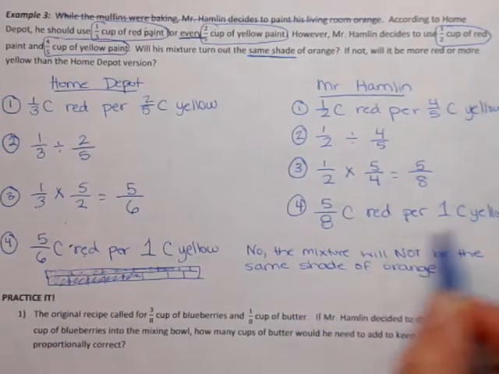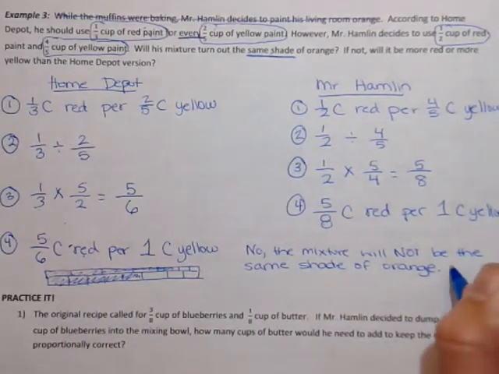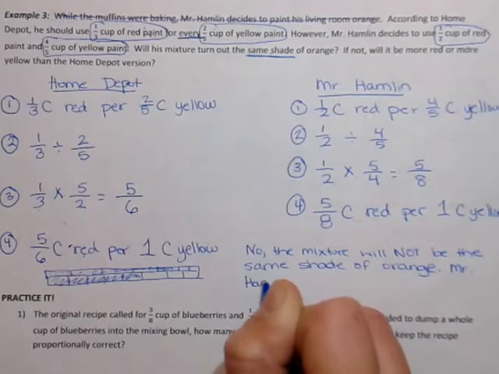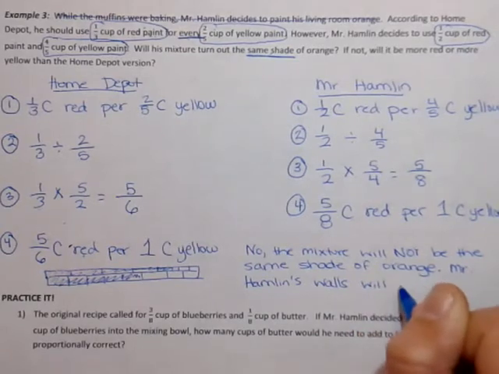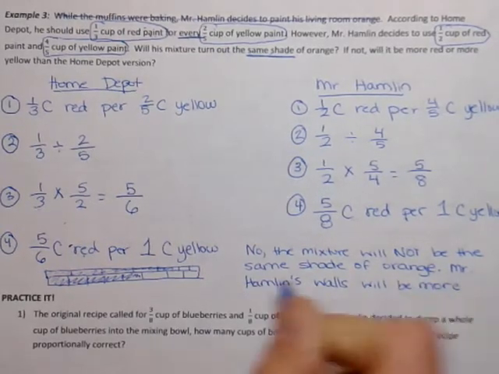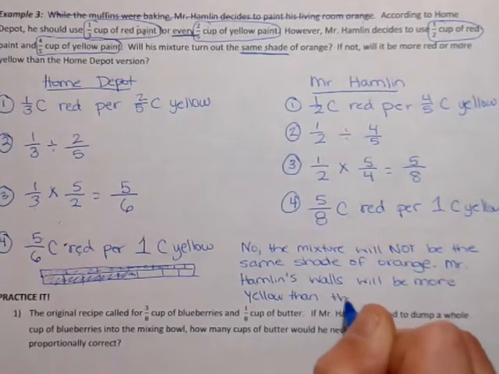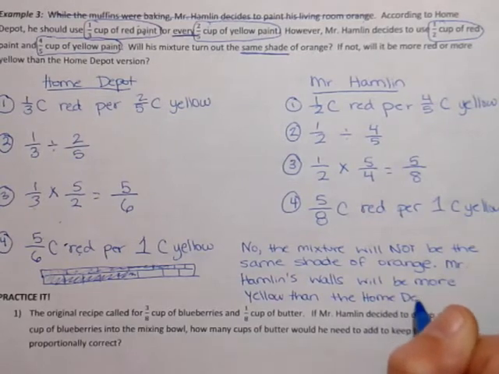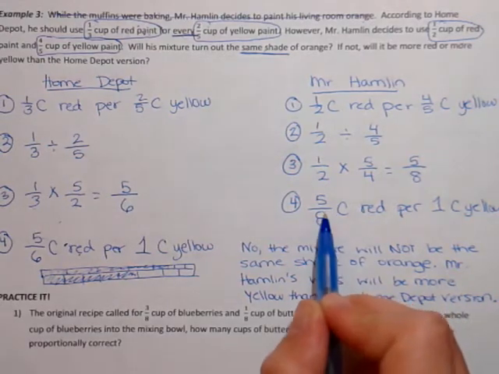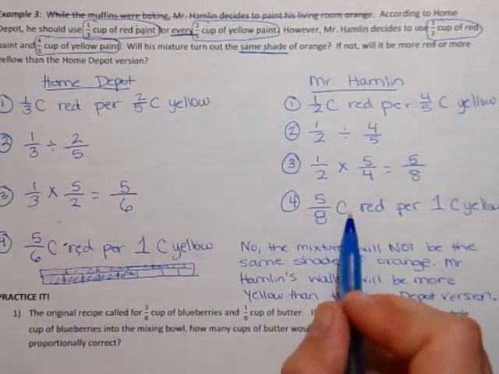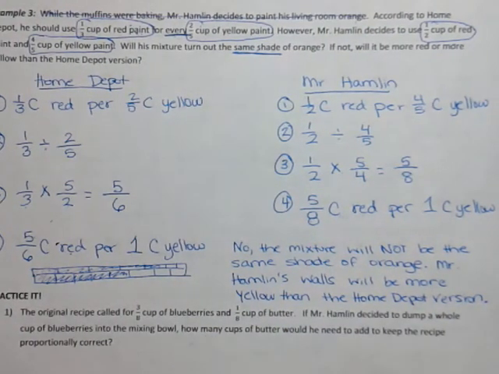So Mr. Hamlin's version is going to be more yellow because he didn't put in as much red as the Home Depot version. So I'm going to say Mr. Hamlin's walls will be more yellow than the Home Depot version. Because I know that 5/8 is smaller than 5/6, so he didn't put in as much red. He put in more yellow than he put in red. Now it's time for you to practice.